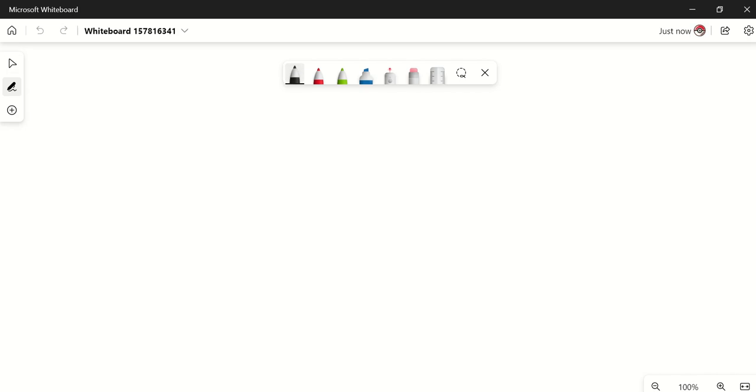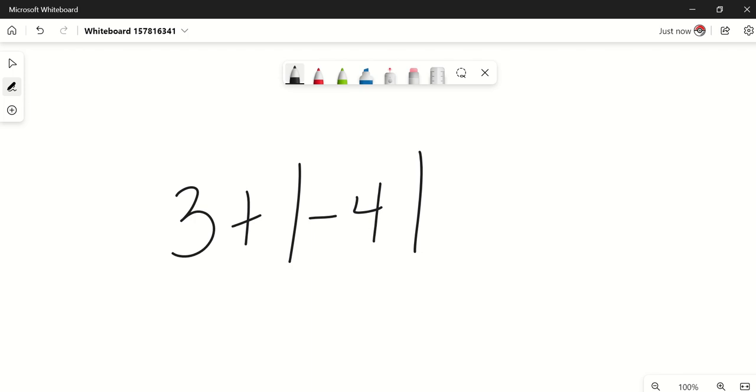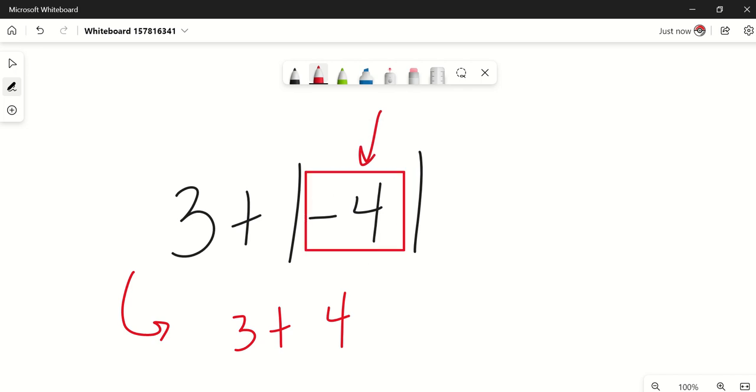Let's do a quick thing. What happens if I do 3 plus the absolute value of negative 4? This is the same thing as saying 3 plus 4, because the absolute value of negative 4, what's on the inside, is 4. This will equal 7. So my answer to 3 plus the absolute value of negative 4 will be 7.